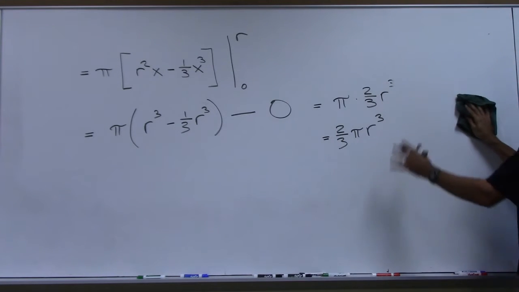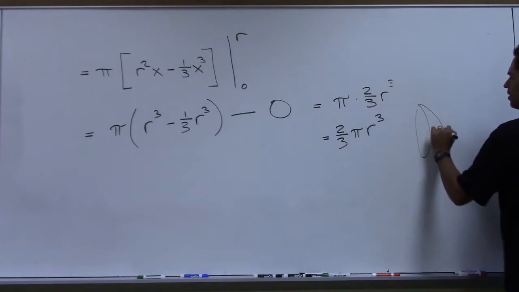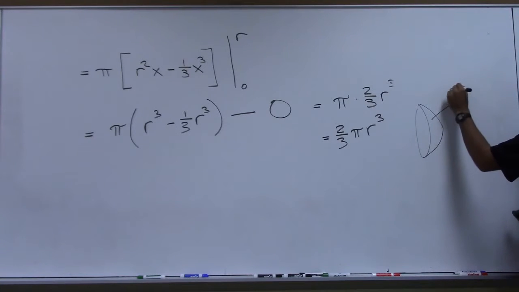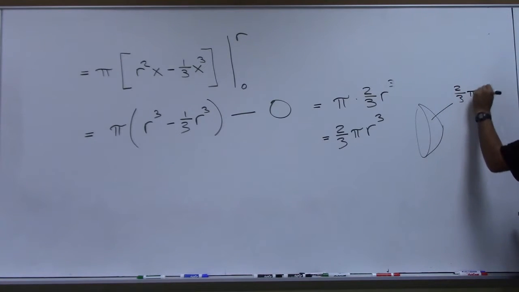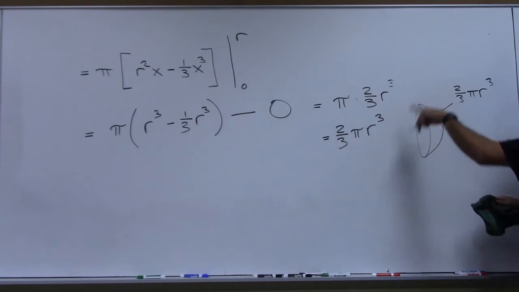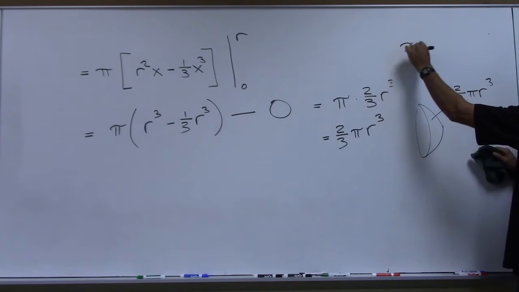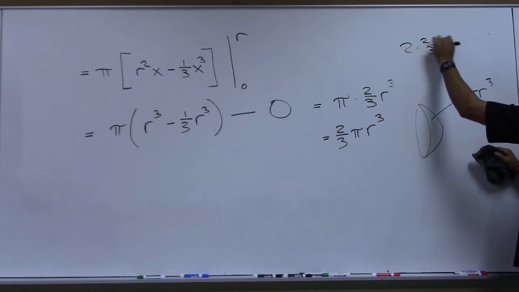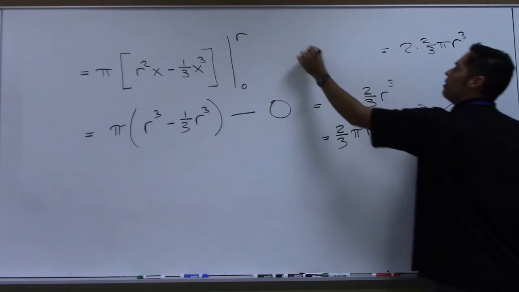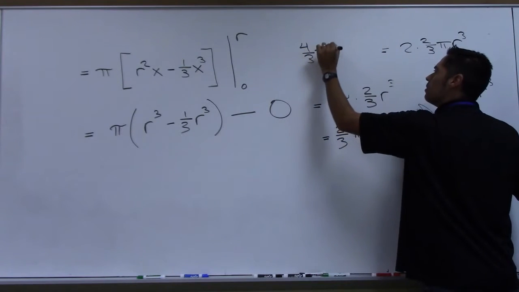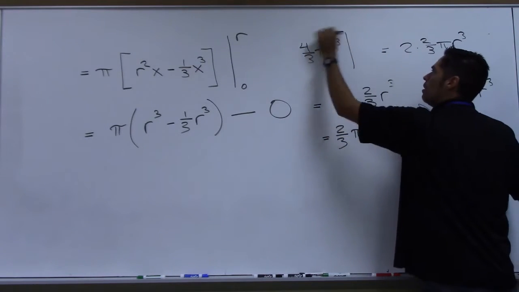All right, so hold on. I want to finish this up. This right here is the volume of this, right? Is 2/3 pi r cubed. And so when you bring the other side of it in, you double this answer. 2 times 2/3 pi r cubed is 4/3 pi r cubed. There you go.